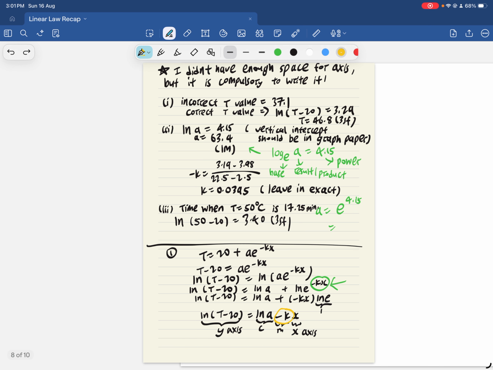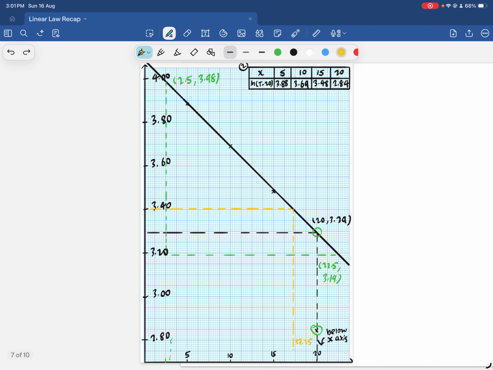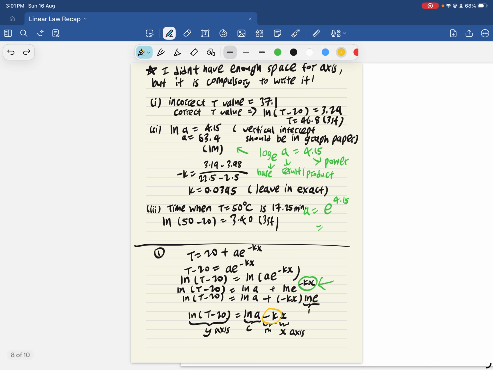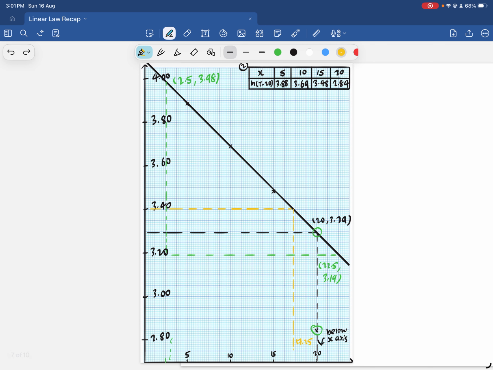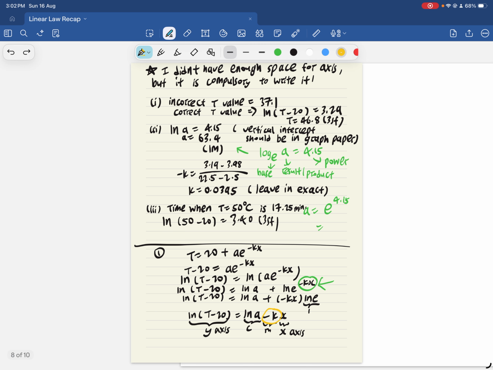Alright, next, for ln A, this is based on the vertical intercept. Yeah, mine should have been in the graph paper, but it's not. Anyway, I estimated that it's around 4.15. And just remember that ln is basically log base e. So you use that to get your A value, which is 63.4. Next, you draw a huge gradient triangle, and I use the green dotted line for this. You find two pairs of coordinates. Then you take y2 minus y1 over x2 minus x1 for the gradient. Remember earlier I said negative k? Yeah, this part you must be very careful. Then you get your k value. If the answer is exact in your calculator, just leave it in exact. Do not round it off any further.